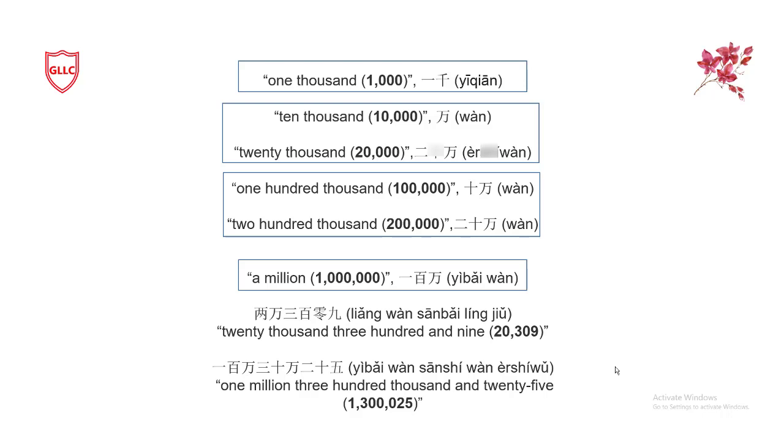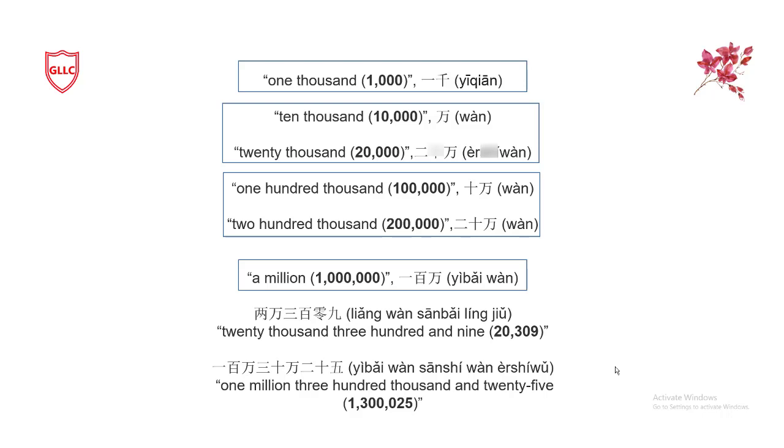So we can give you some examples down there. 2,309: it means 2 times 10,000 and then 309, 3 hundred, 0 and 9. The next one is an amount like 1,300,225. Okay, so this one, yībǎi, means 100 times 10,000, then 30 times 10,000, and 25 means 25.